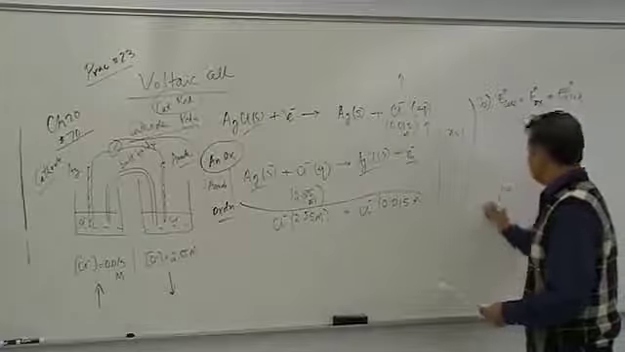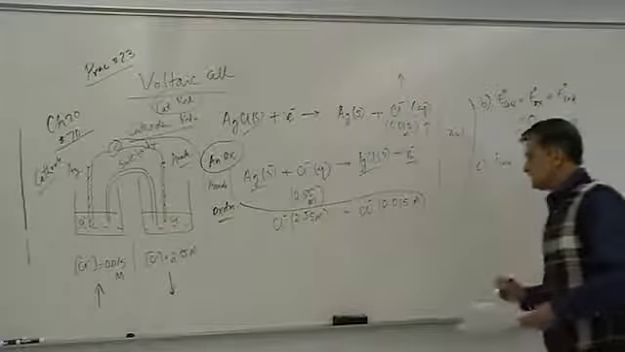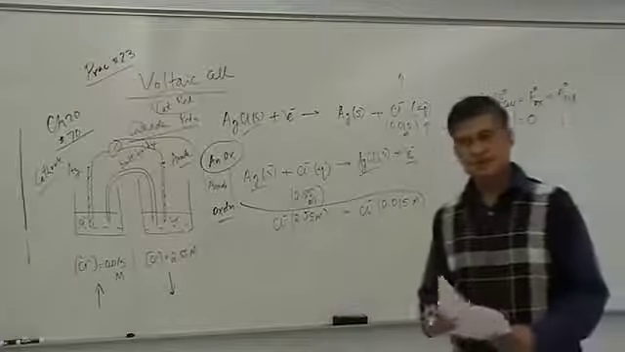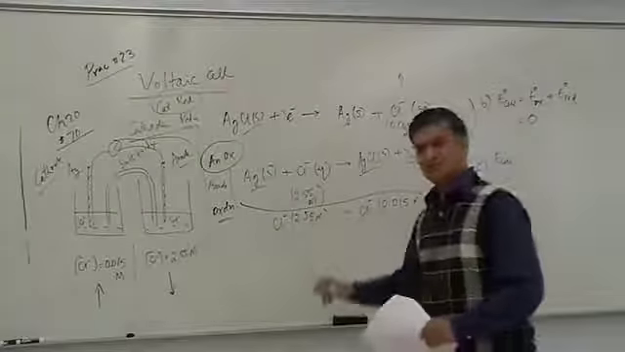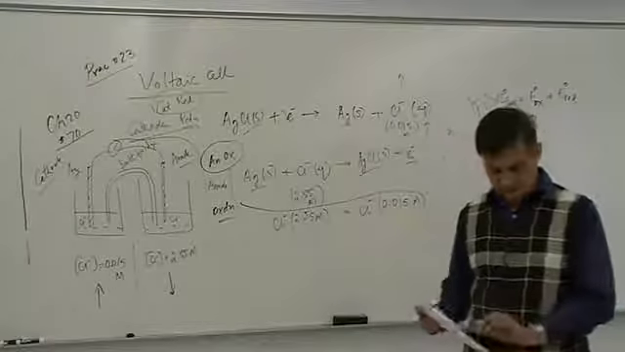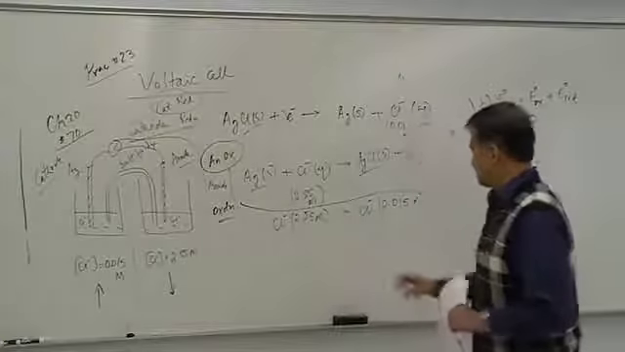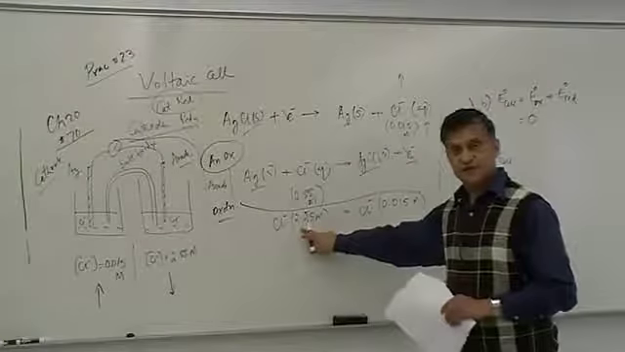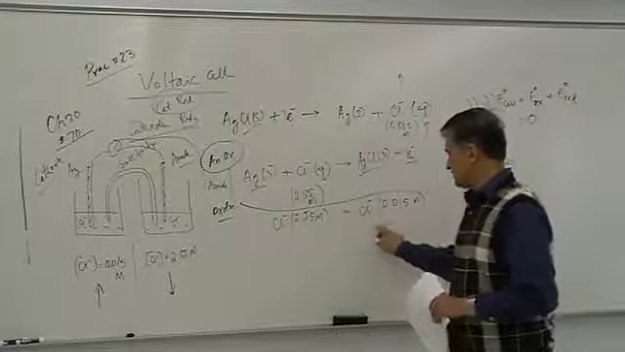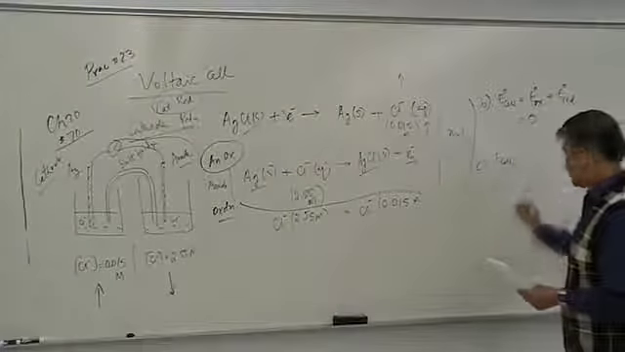Part C, what is the EMF of the cell? The actual cell is not under standard state. Just by looking at these concentrations, you know that it's not standard state. In order to be in a standard state, each one has to be 1 molar concentration. So this is 2.55, not 1 molar. This is 0.015. So it's not under standard state, so we have to use this expression.